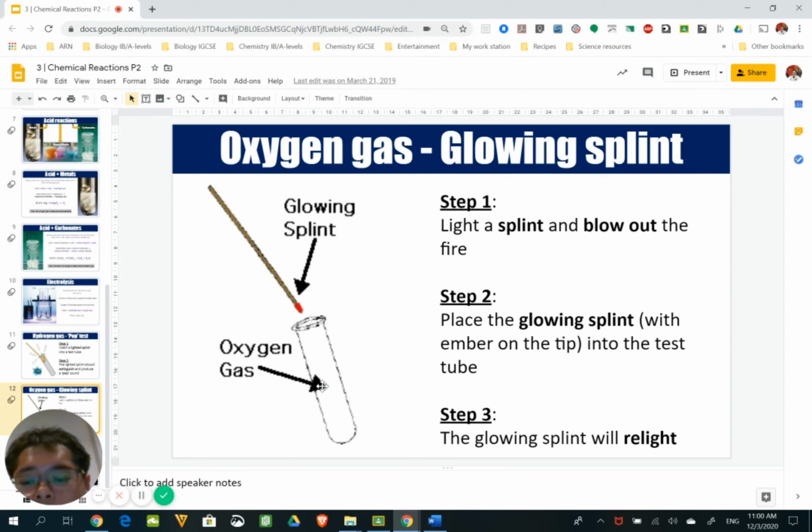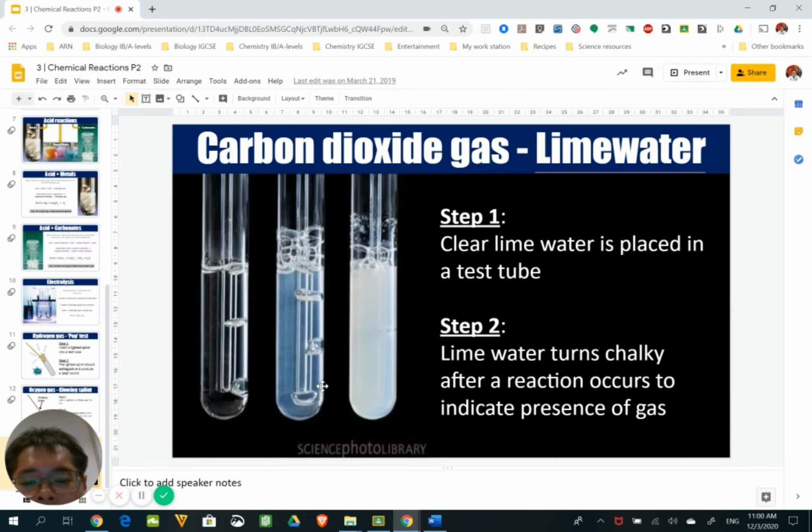It's actually simple, but you just need to make sure that you understand what you are reading, what you are writing, and what you're deciphering. Okay? And last of all is carbon dioxide gas. We use lime water as a test to determine whether carbon dioxide is present. Okay? So basically, what you need to do here is the lime water is placed in a test tube, okay, and you mix it.